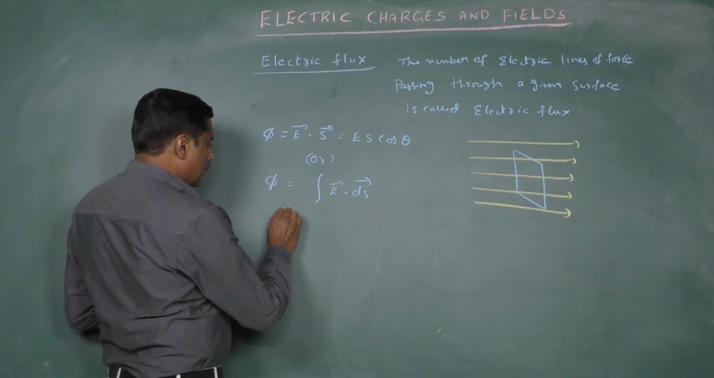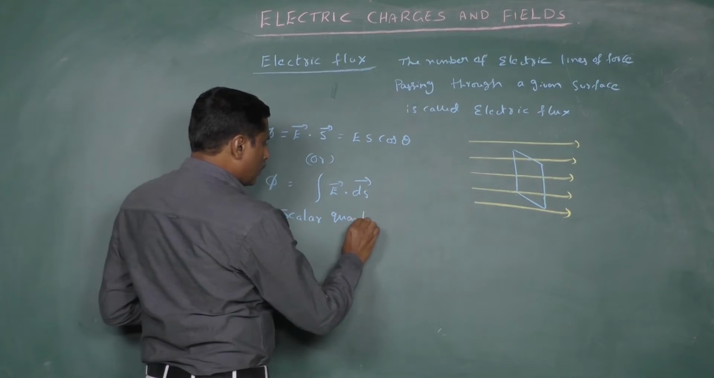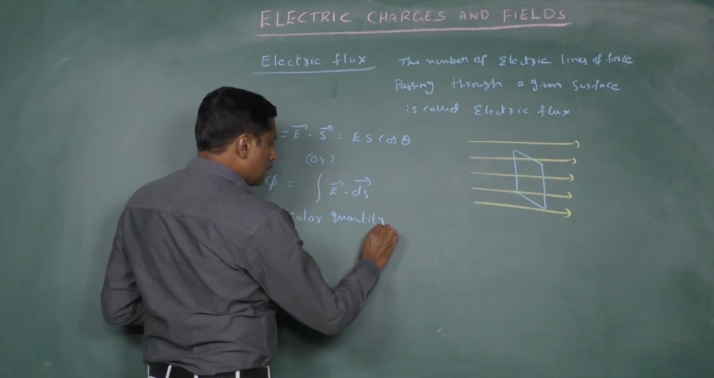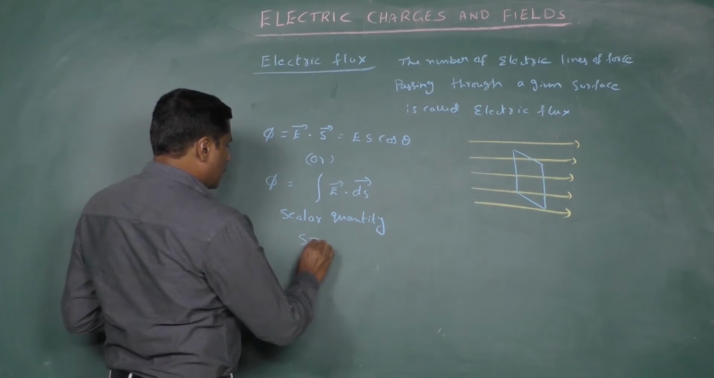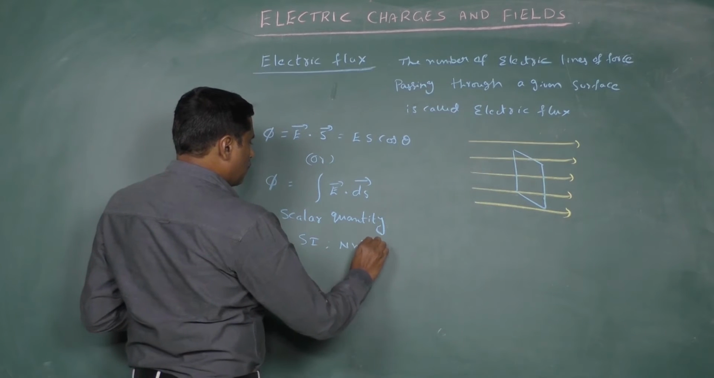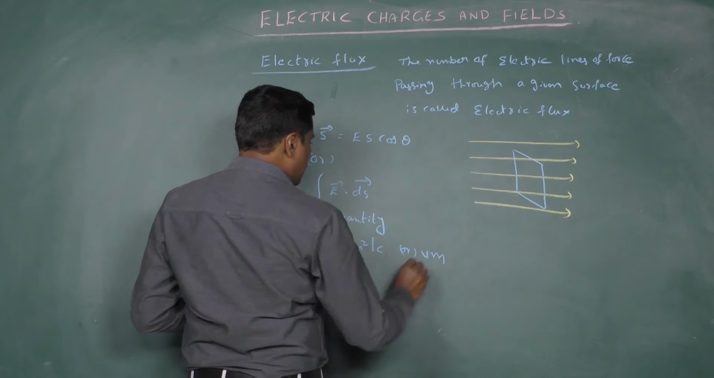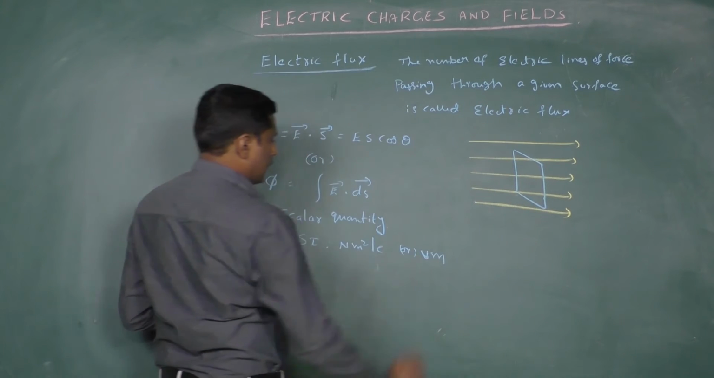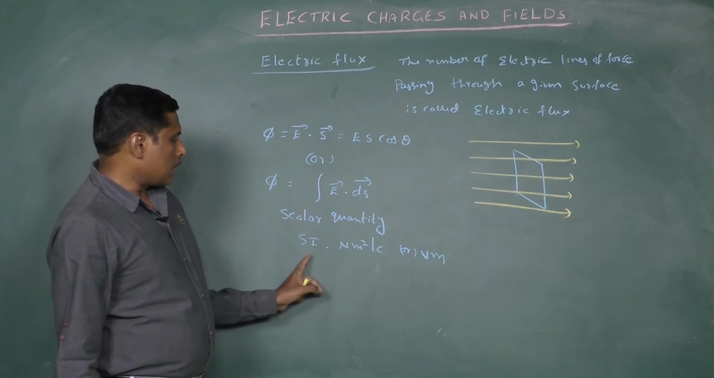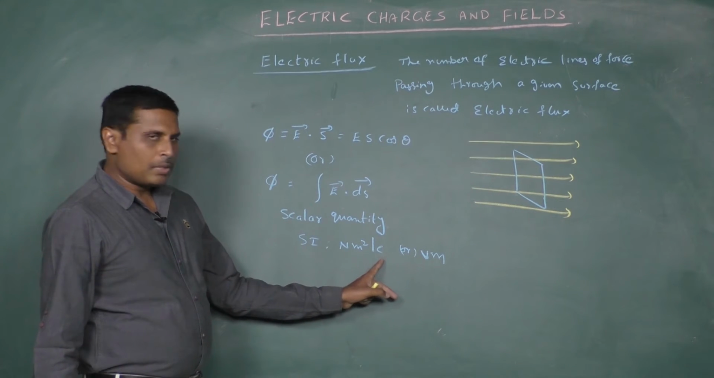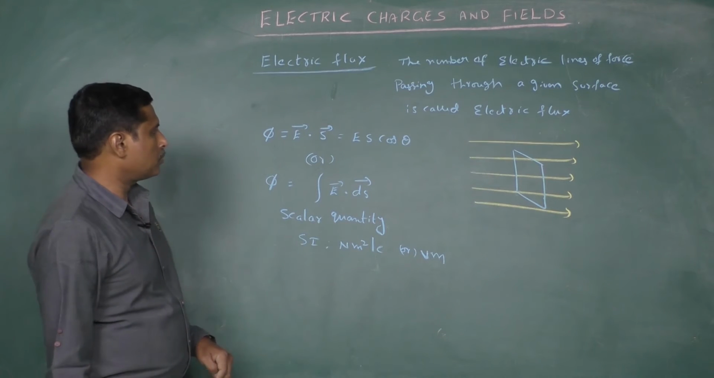Electric flux is a scalar quantity. Its SI unit is newton meter square per coulomb, or volt meter.